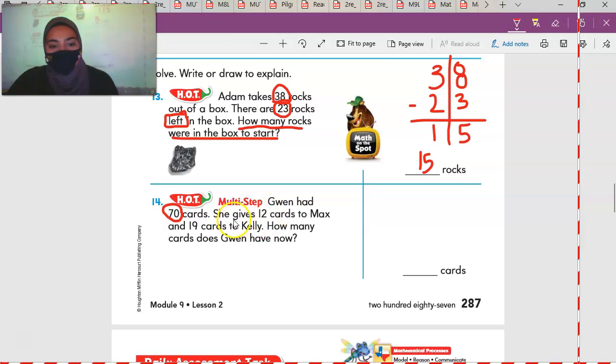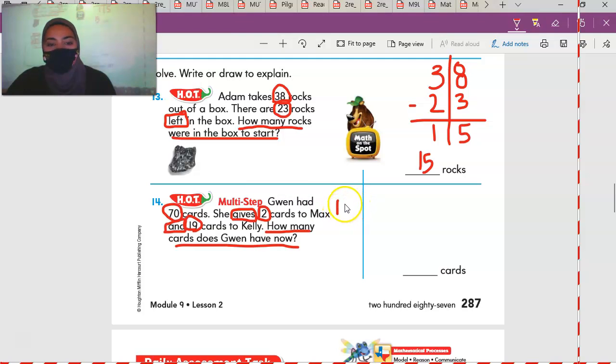Gwen had 70 cards. She gives, let's box that. That means something's going away. She gives 12 cards to Max and 19 cards to Kelly. Underline the question. How many cards does Gwen have now? So she had 70, but she gave away 12 and 19. Who thinks they know what we're going to do first? Leia.